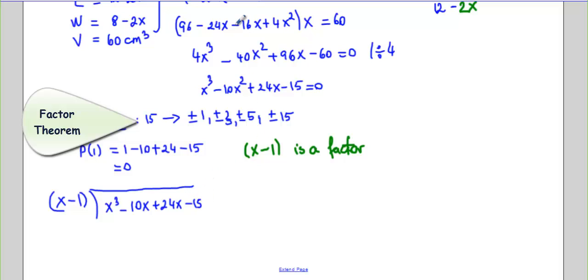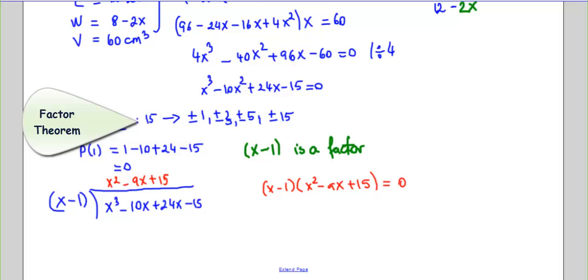Now, I want you to take a couple of minutes and perform the division on your own. However, in the interest of time, I am going to produce the results in a second. And I'm hoping you're going to reach the same conclusion, that the quotient of that division is x squared minus 9x plus 15. So how can we rewrite the polynomial? As a product between x minus 1 and x squared minus 9x plus 15. And we know that this product equals 0.